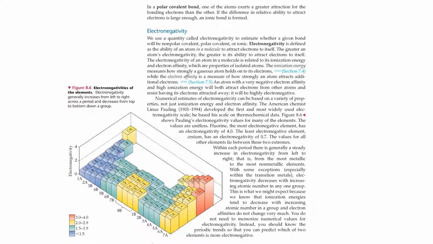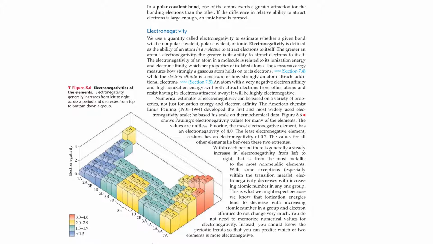Electronegativity. We use a quantity called electronegativity to estimate whether a given bond will be nonpolar covalent, polar covalent, or ionic. Electronegativity is the ability of an atom in a molecule to attract electrons to itself. The greater an atom's electronegativity, the greater its ability to attract electrons to itself.